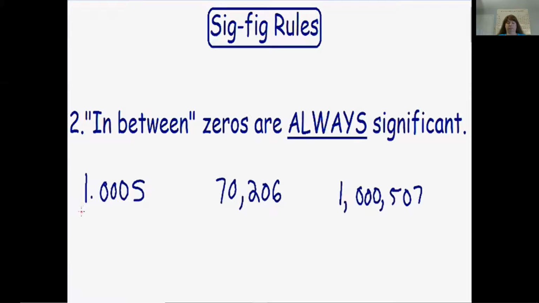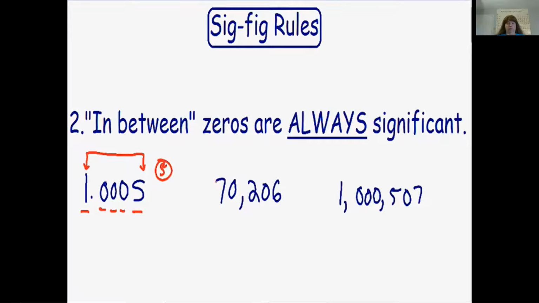So let's start with the number 1.0005. We know that the number 1 and the number 5 are significant because they're non-zero digits. And all these zeros are in between those 2 non-zero digits. So like I said in rule number 2, in between zeros are always significant. So anything between these 2 non-zero digits are significant. So all of these numbers, 1, 2, 3, 4, 5, are significant.